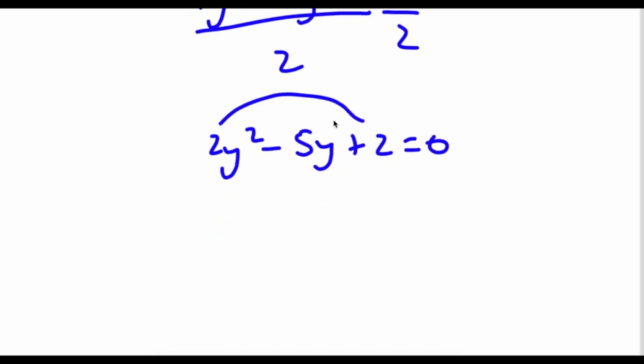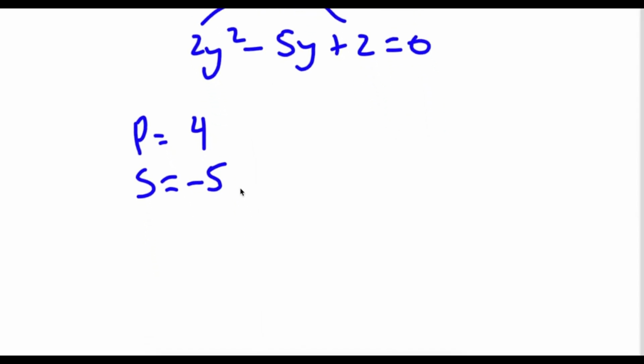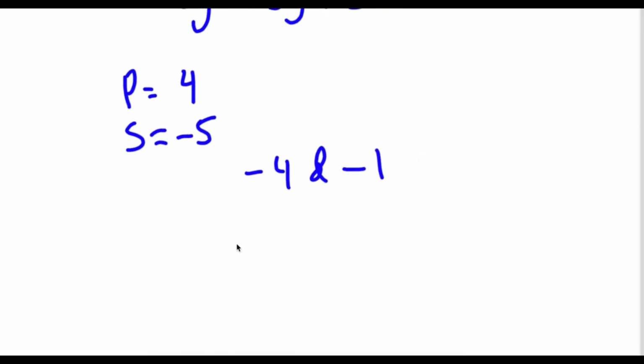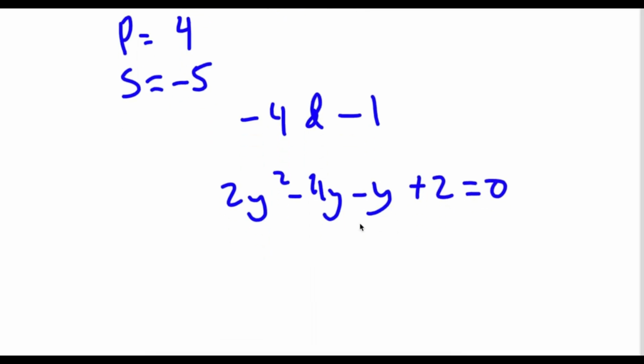Now, I have to find two numbers with a product of 2 times 2, which is 4, and with a sum of negative 5. So these two numbers could be negative 4 and negative 1, because negative 4 times negative 1 is 4, and negative 4 plus negative 1 is negative 5. So negative 4 and negative 1. So now I have 2y squared minus 4y minus y plus 2 is equal to 0.